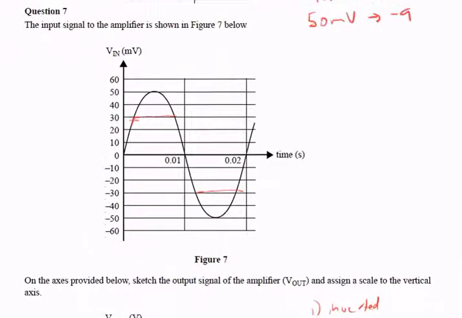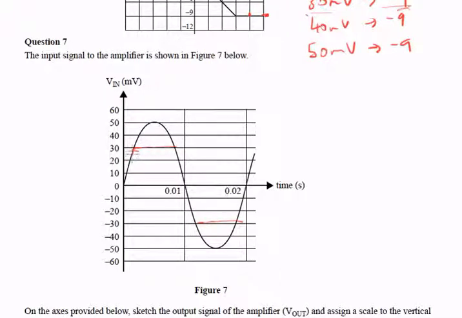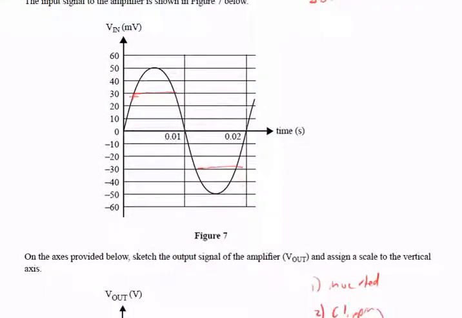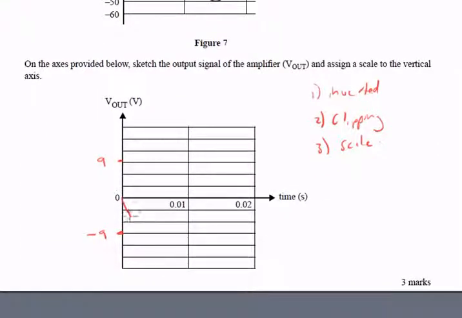Starts going up, but because positive 10 millivolts, positive 20, positive 30 gets turned into the minuses from this graph here. Positive 10 turned to minus 3, positive 20 turned to minus 6, positive 30 turned to minus 9. It's inverted, so it's upside down. Okay, it would keep going along here, but it's clipped, so we've got to put it flat. And flat. There we go. So if it wasn't clipped, it would look like this, but it is clipped, so that's not in it. Oh, and our scale we've done, so we're all done.